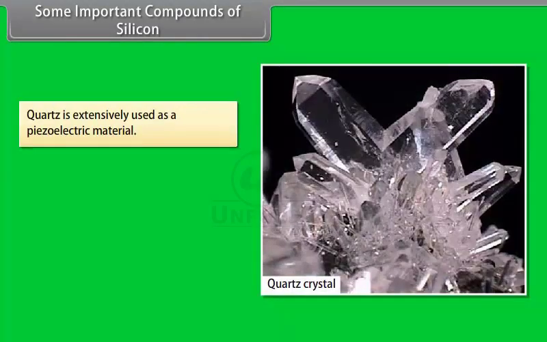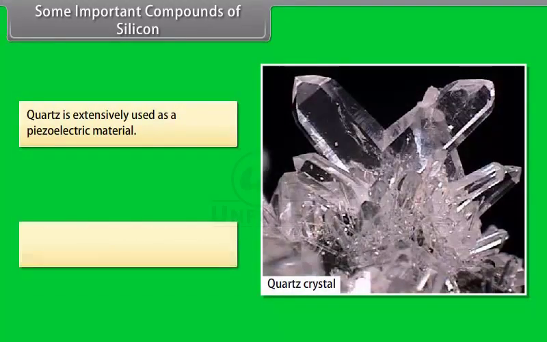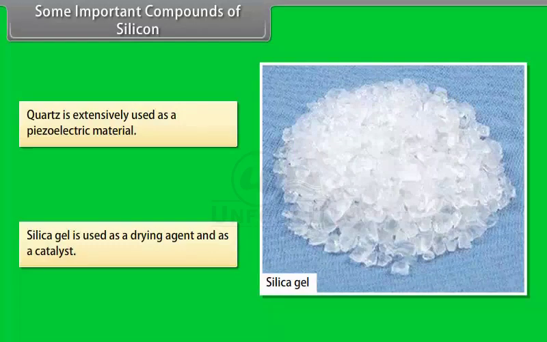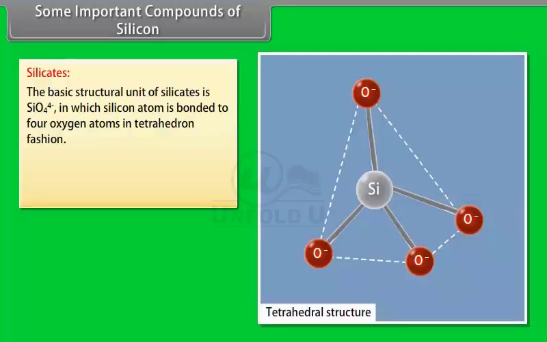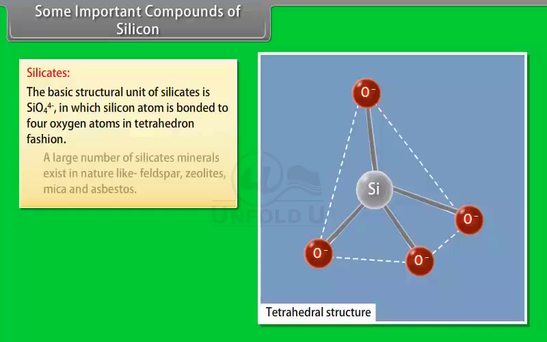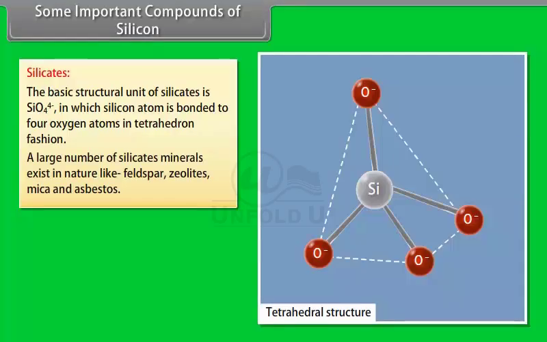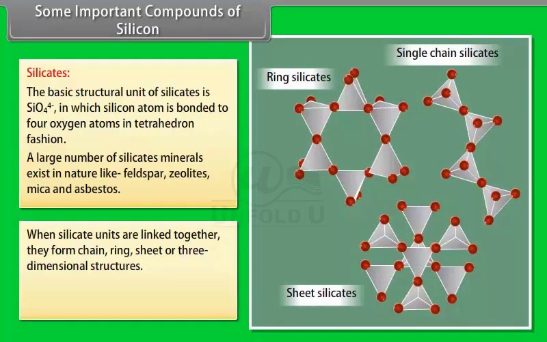Quartz is extensively used as piezoelectric material. Silica gel is used as drying agent and as a catalyst. Silicates. The basic structural unit of silicates is SiO4^4-, in which silicon atom is bonded to 4 oxygen atoms in tetrahedron fashion. A large number of silicate minerals exist in nature like feldspar, zeolites, mica, and asbestos. When silicate units are linked together, they form chain, ring, sheet, or three-dimensional structures. Glass and cement are 2 important man-made silicates.